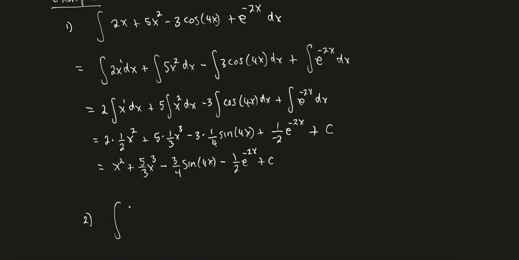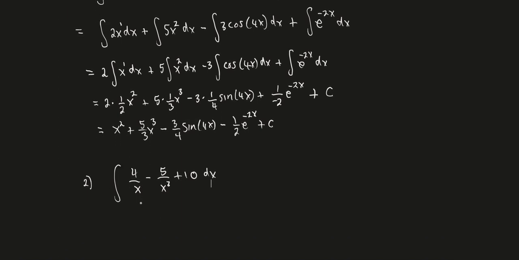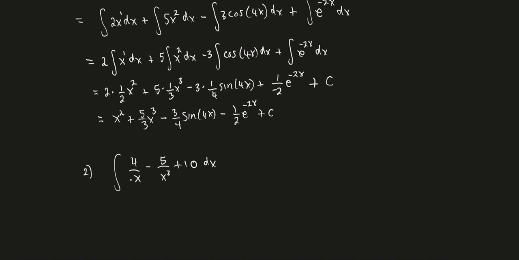Let's say we have 4 over x minus 5 over x cubed plus 10 with respect to x. So now we have to find the antiderivative of this, right? Remember, the function whose antiderivative we're trying to find is called the integrand, right? This integrand has three terms: the 4 over x, the 5 over x cubed, and the 10.